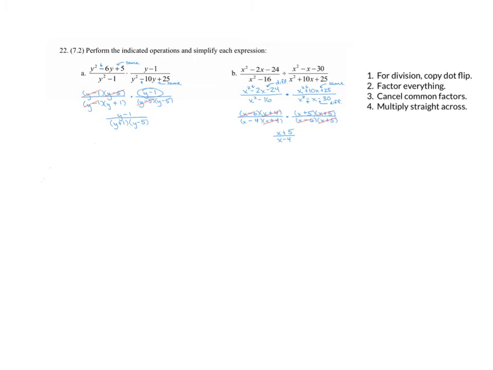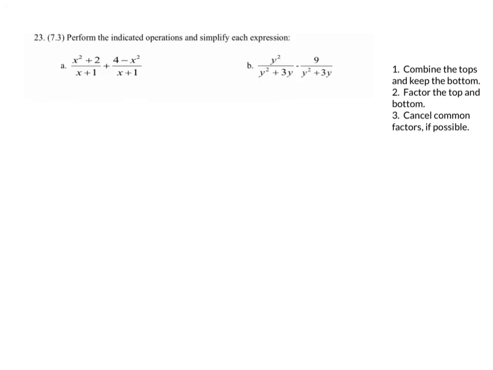All right, so that takes care of multiplying and dividing rational expressions. The next thing we're going to do is look at addition. In order to add or subtract rational expressions, we want to combine the tops and keep the bottom. All of these are going to have the same denominators, so we don't have to worry about finding the LCD. From there, we want to factor the top and bottom if possible, and then cancel common factors.